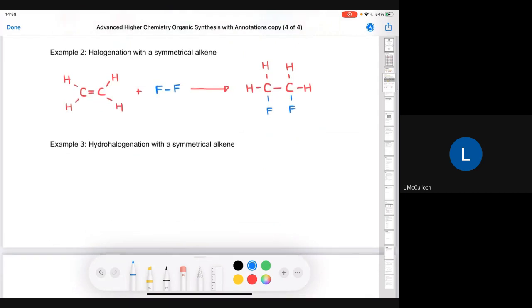Now our third example is a hydrohalogenation with a symmetrical alkene. For this one, again, I'm just going to use ethene, keep it nice and straightforward. And we'll look at how we only get one product when we're using a hydrogen halide. So again, we'll use ethene, and we are reacting that with a hydrogen halide. So I am going to use hydrogen iodide, like so.